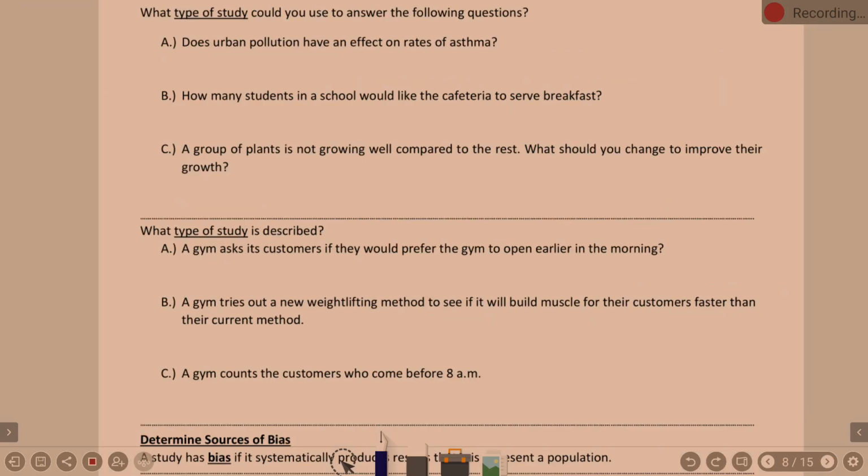So, I'm not sure why I broke this into two sets, but probably how I took the questions from my book. But what type of study could you use to answer the following questions? So, picking from sample survey, experiment, and observational study. Does urban pollution have an effect on rates of asthma?